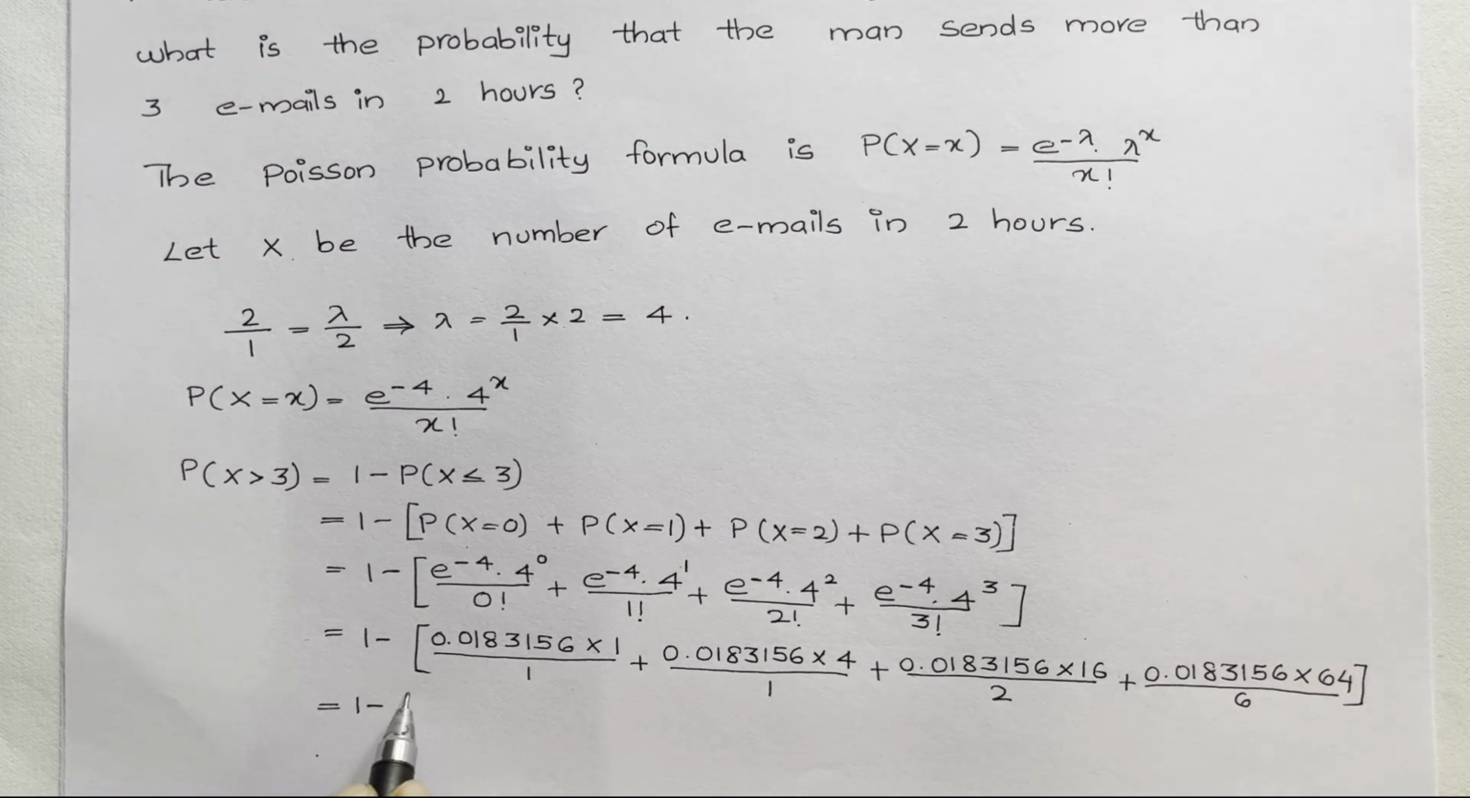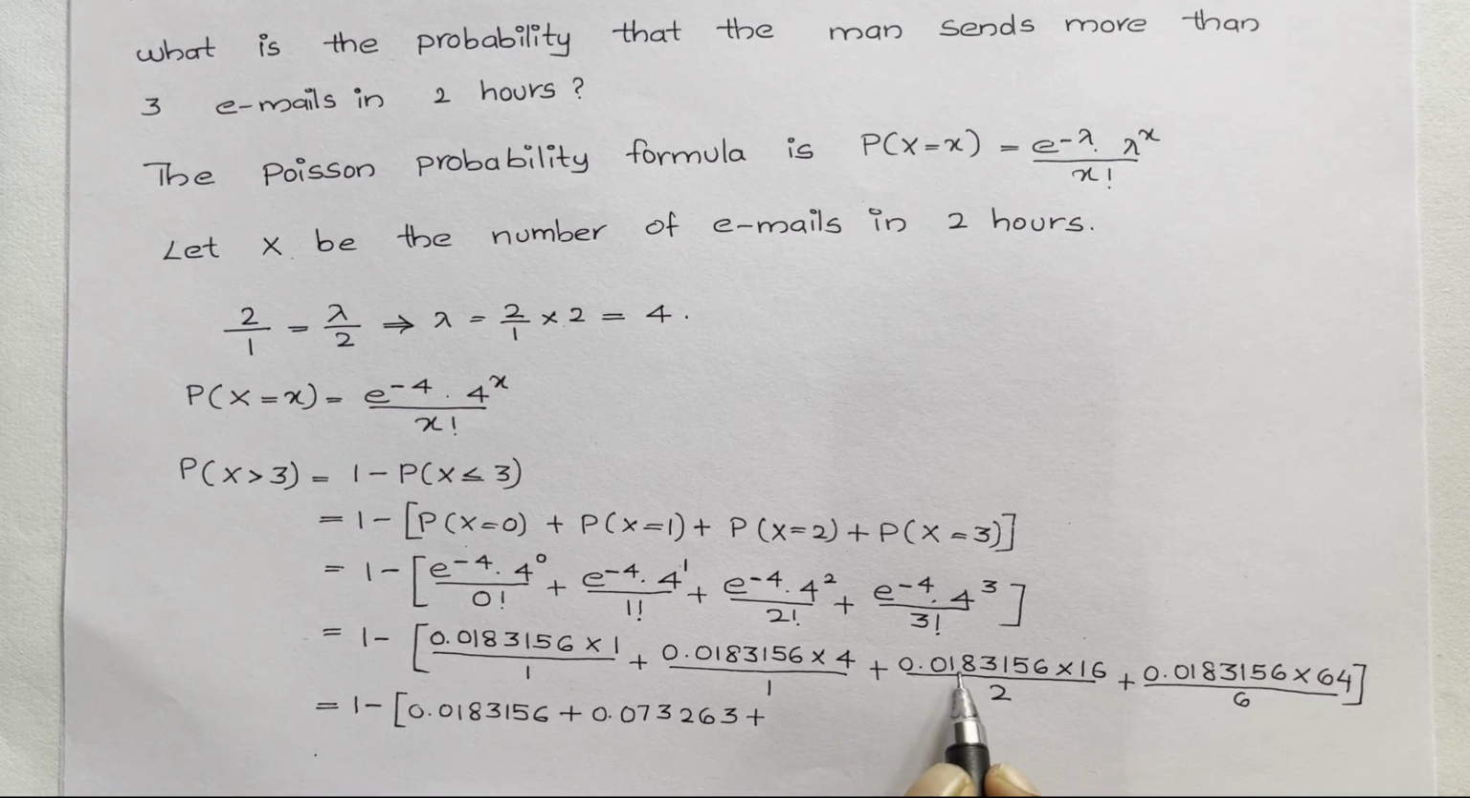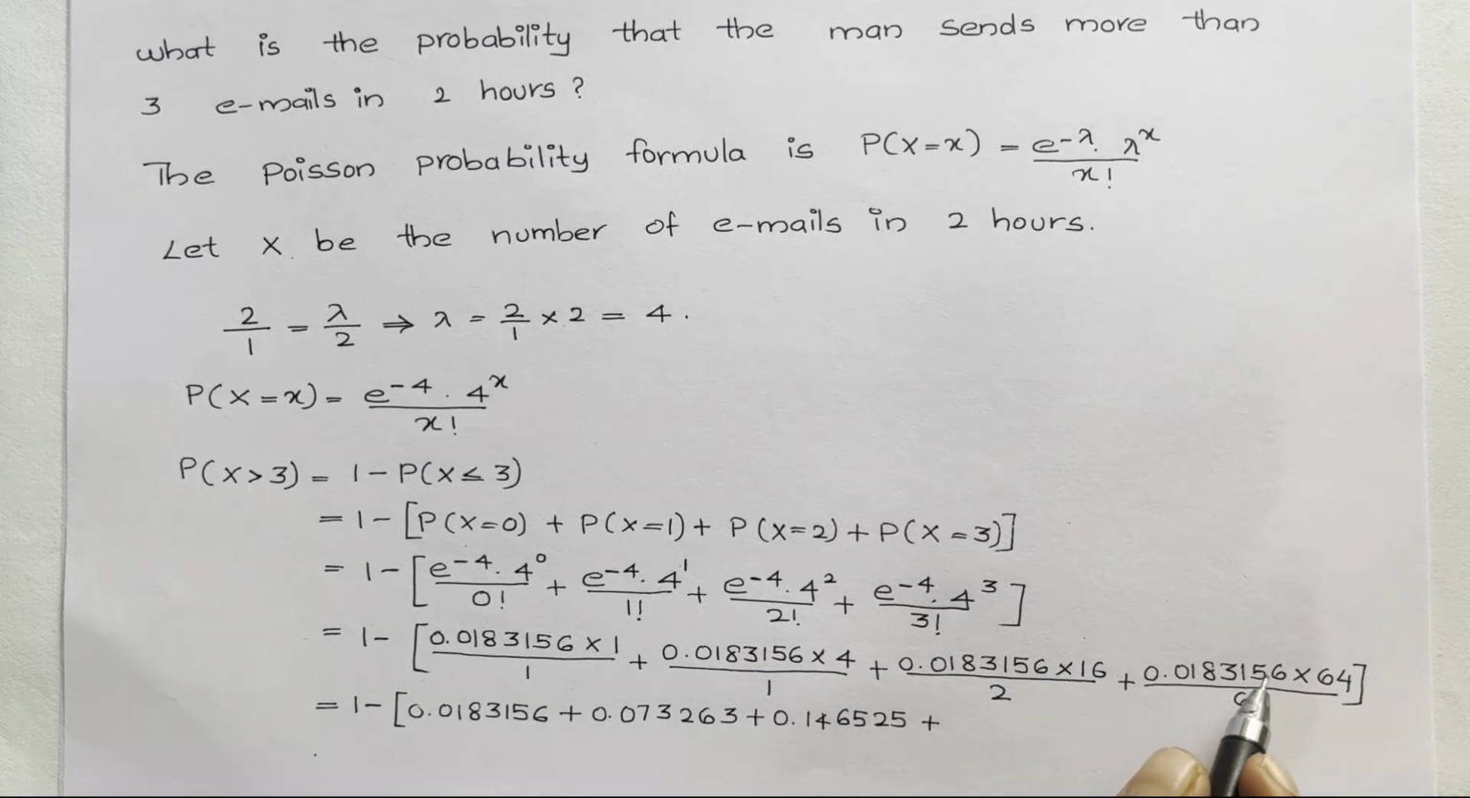Equal to 1 minus 0.018315 plus 0.018315 into 4 divided by 1 is 0.07326, plus 0.0183156 into 16 by 2 is 0.146525, plus 0.0183156 into 64 divided by 6 is 0.195366805.